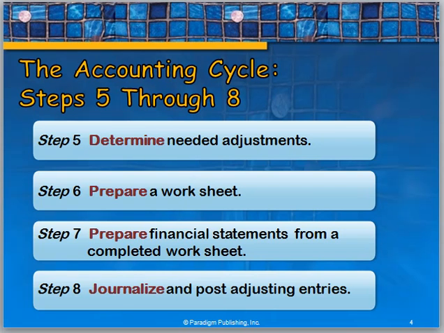So in Chapter 3, we looked at the first 4 steps of the accounting cycle. So we can now use source documents to record business transactions. We can record business transactions in a general journal, post journal entries to a ledger, and take a trial balance of the ledger. Okay. In Chapter 4, we're going to look at the next 4 steps in the accounting cycle.